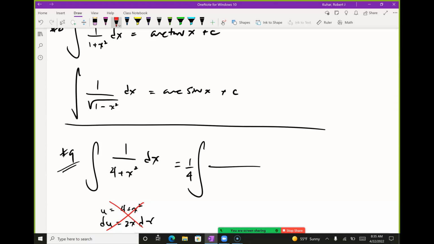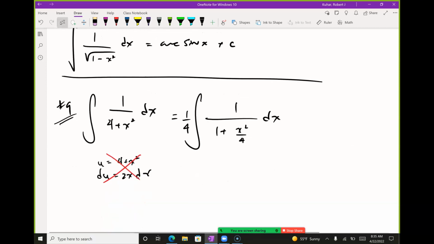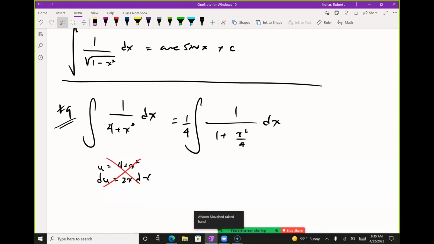So it looks like I have to factor out a 4. So I get now 1 over 1 plus x squared over 4 dx, right? And you could clearly see if I distribute that back in, I get the original problem. It's looking more like arctan now. Go ahead, Afsun.